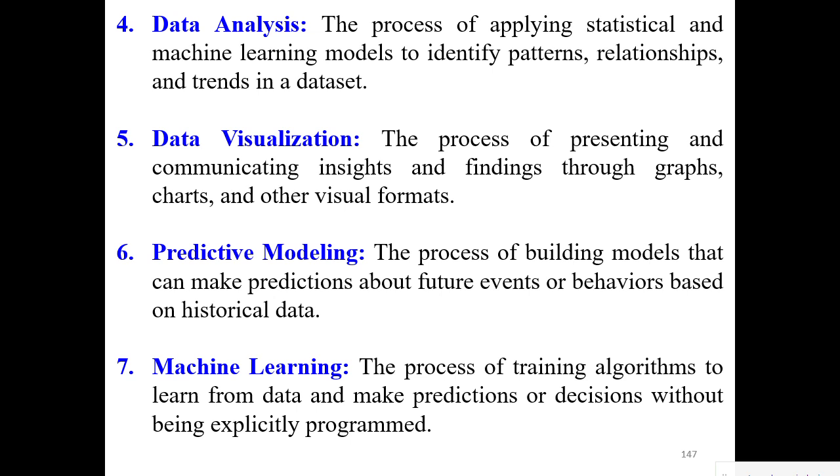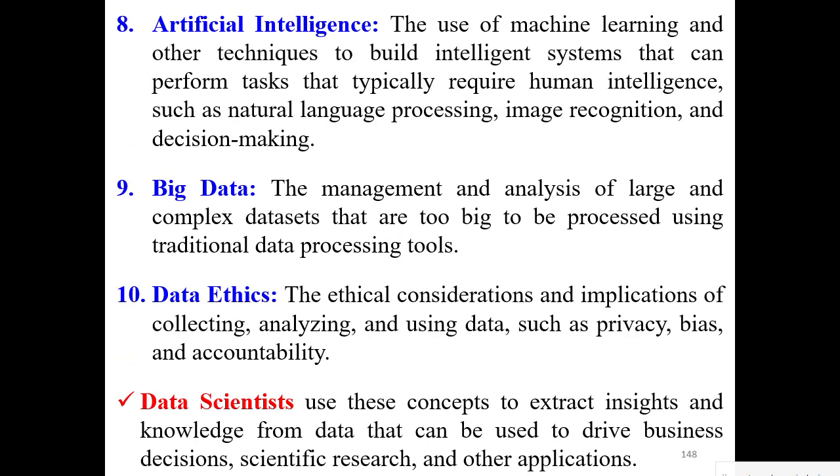Then data visualization is one more major concept of data science, the process of presenting and communicating insights and findings through graphs, bar charts, pie charts, and other visual formats. Predictive modeling is the process of building models that can make predictions about future events or behaviors based on historical data. Then machine learning is the process of training algorithms to learn from data and make predictions or decisions without being explicitly programmed. That is one of the major steps we are following in data science.